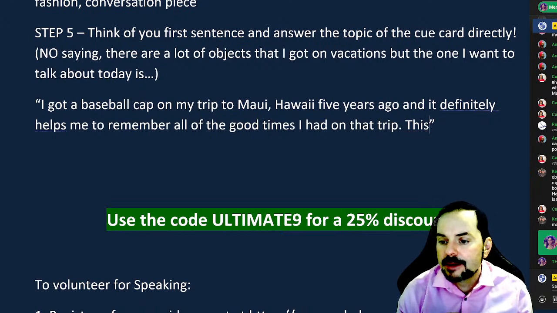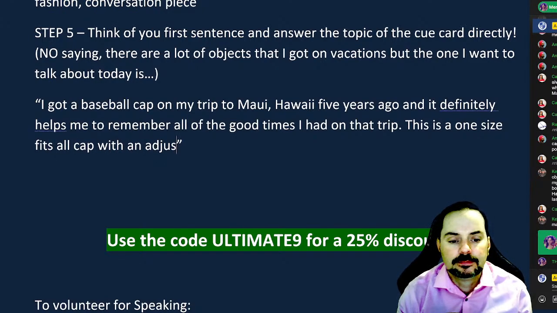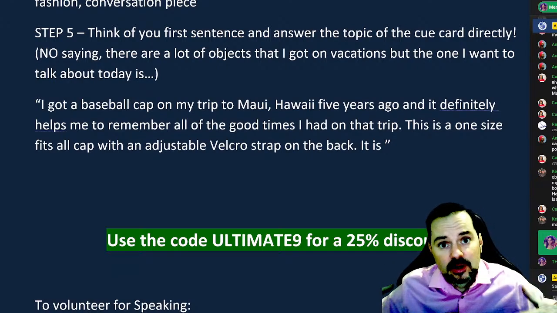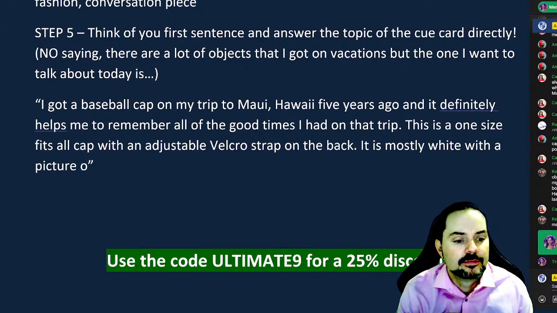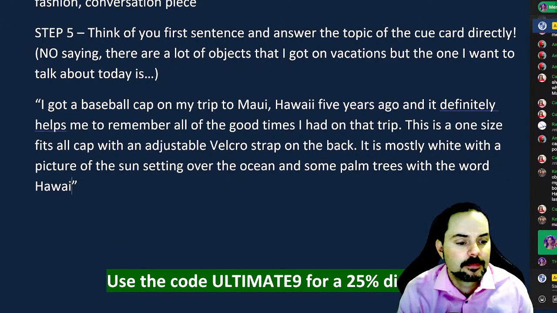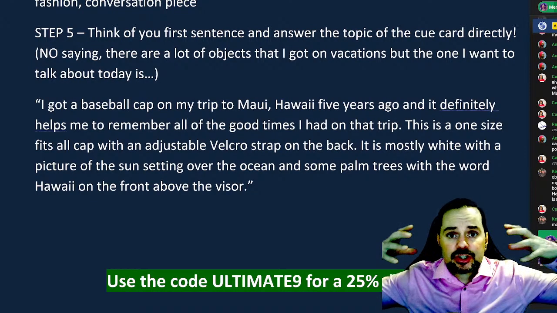This is a one size fits all cap with an adjustable Velcro strap on the back. It is mostly white. Now notice this is present tense because I still have this baseball cap, right? So here we're using present tense. It is mostly white with a picture of the sun setting over the ocean and some palm trees with the word Hawaii on the front above the visor.